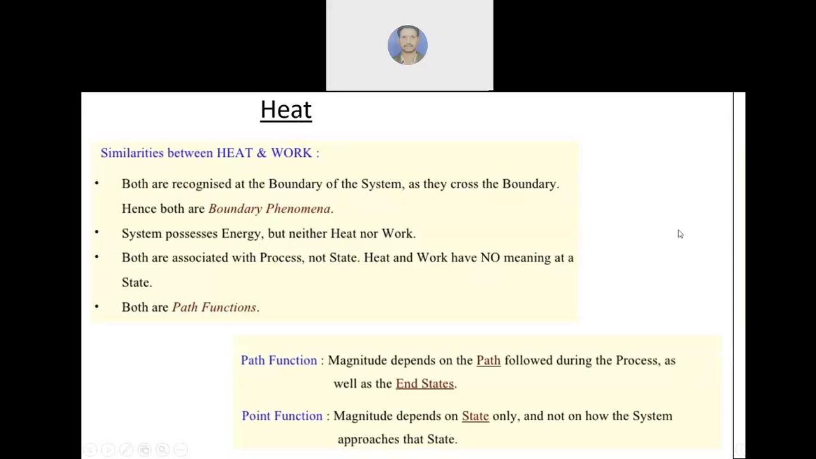Now, what is a path function? I already told you, its magnitude depends on the path followed during the process. But what about a point function? It depends only on the state. The magnitude depends only on the state. Suppose pressure and volume all depend on the state: P1, V1, P2, V2. But when we find work done, it depends on the full process from one state to another state, how it is traveling.